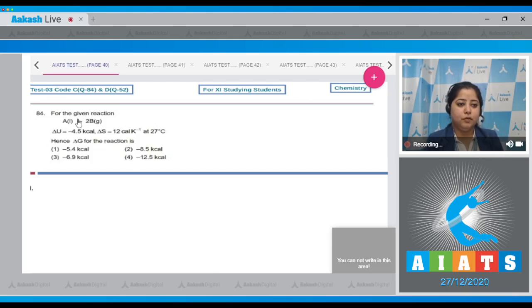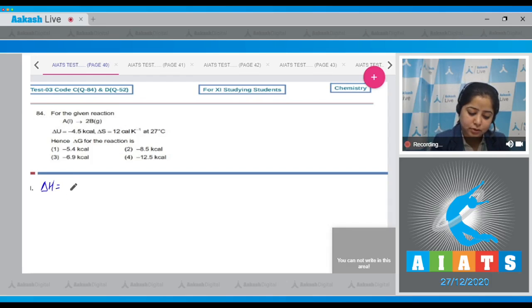Let's read it. For the given reaction, A liquid to 2B gaseous, delta U is minus 4.5 kilocalorie. Delta S is equals to 12 calorie per Kelvin at 27 degrees Celsius. The value for delta G for the reaction is. Student, for this question, first of all, we have to calculate delta H and then we'll be able to calculate delta G. So I'm writing the reaction to calculate delta H.